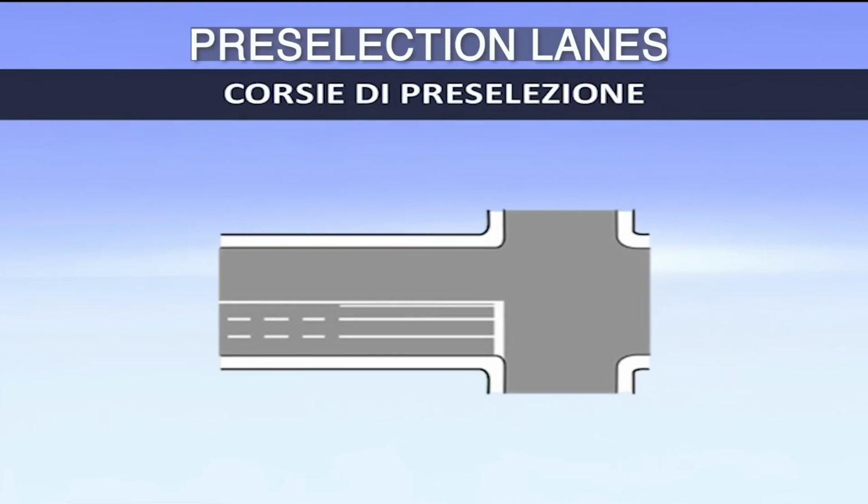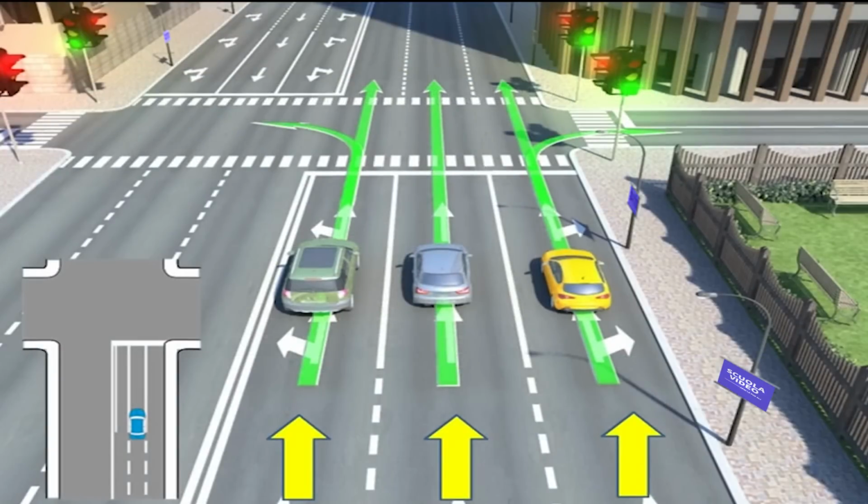Pre-selection lanes. With the signs in the figure it is possible to change lanes as long as the lines are still dashed. The left lane allows the driver to continue straight or turn left and the right lane allows the driver to continue straight or turn right, while the middle lane only allows the driver to continue straight.